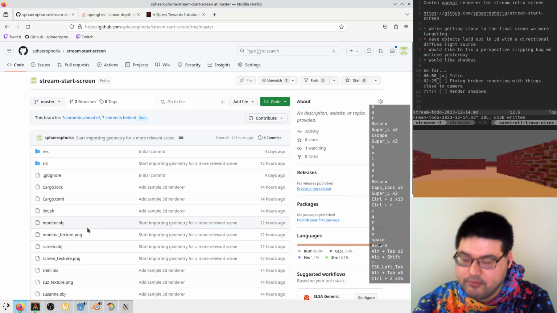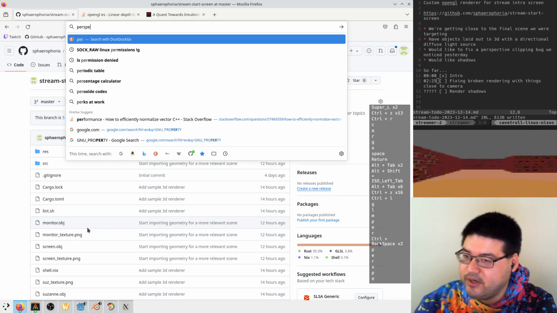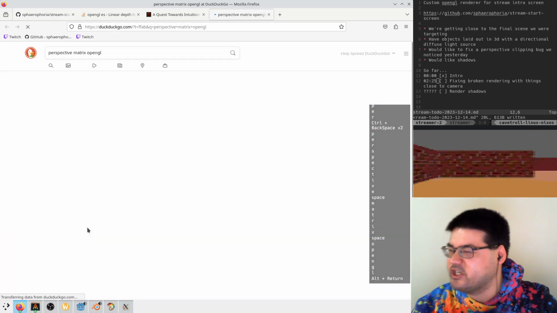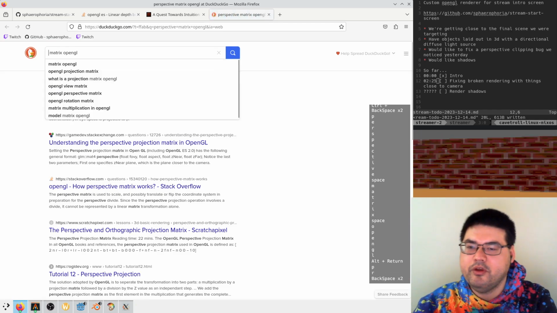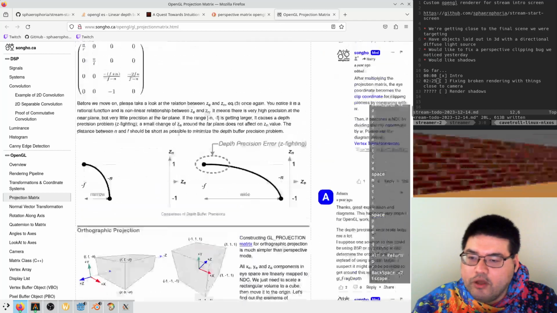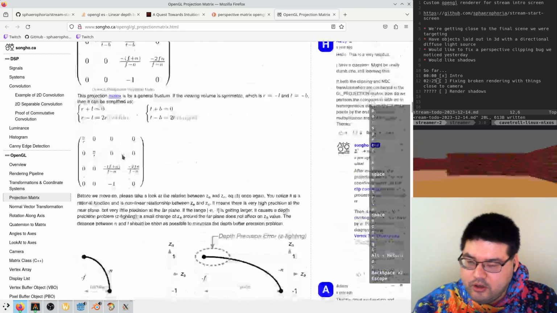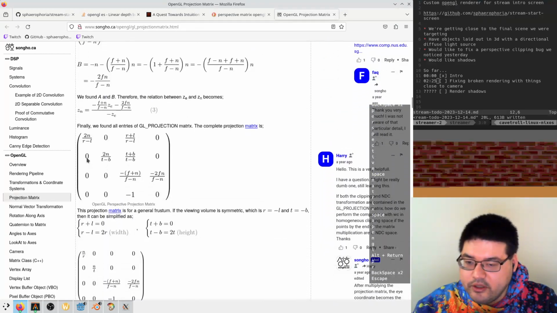If you look at what people do for GLM perspective matrix, GL projection matrix, OpenGL is maybe what they call it, they end up with this formula. So, how do I explain this quickly?